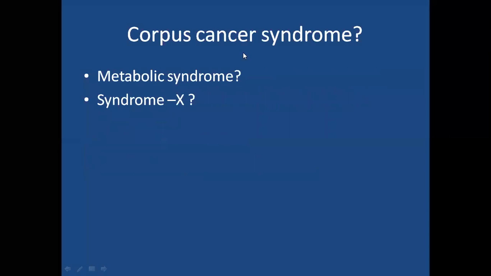So what is corpus cancer syndrome? It is the association of hypertension, diabetes, and carcinoma of the endometrium. Because of hyperestrogenism, they are more prone to endometrial hyperplasia and endometrial cancers. So metabolic syndrome and syndrome X are the same.